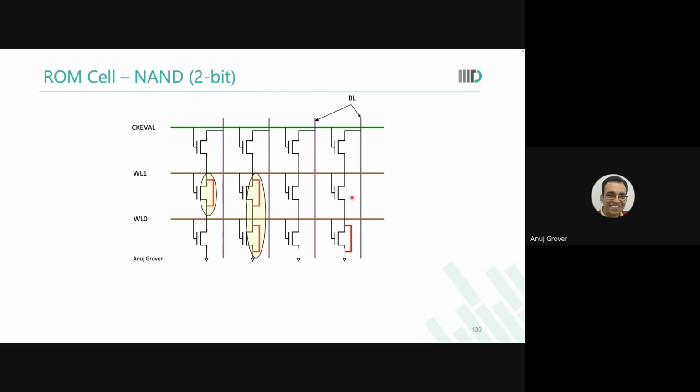So, in a NAND cell, you will read that word line which is kept at 0. And you have to keep all the other word lines of the same cell high. They have to be maintained 1. Are you able to see this? Any questions?